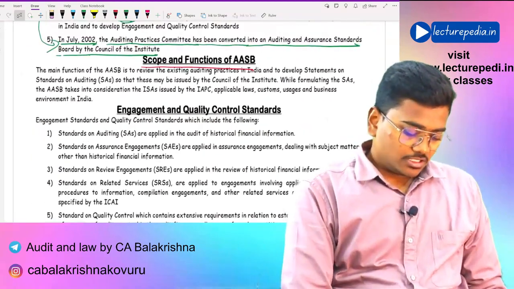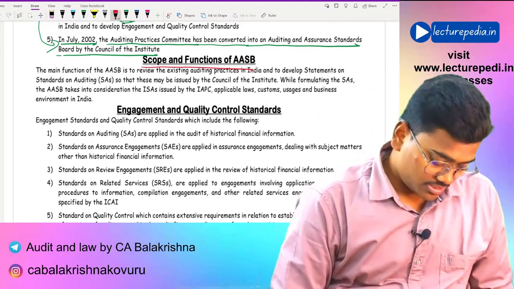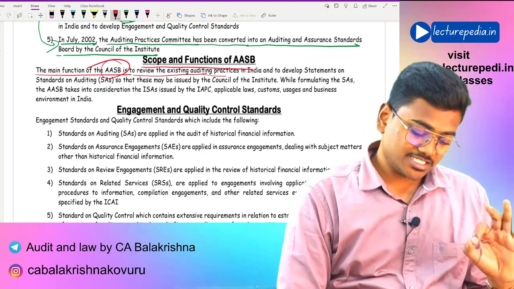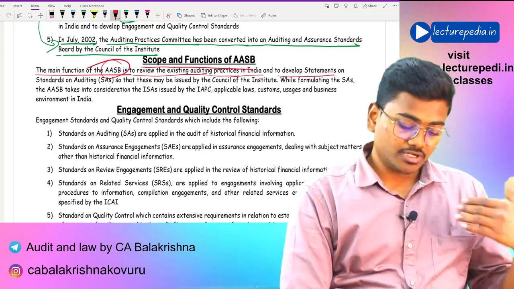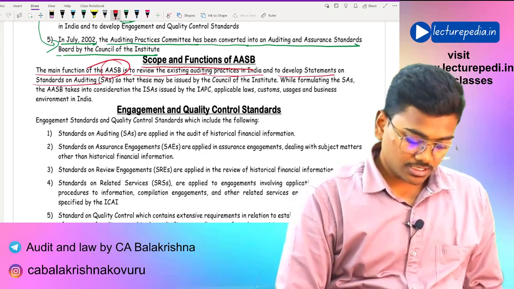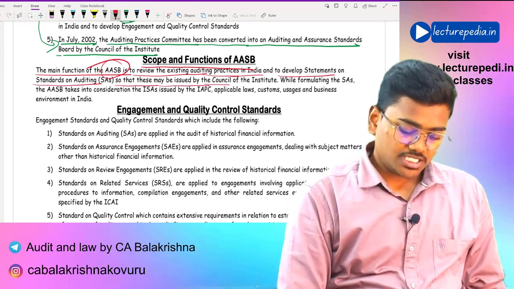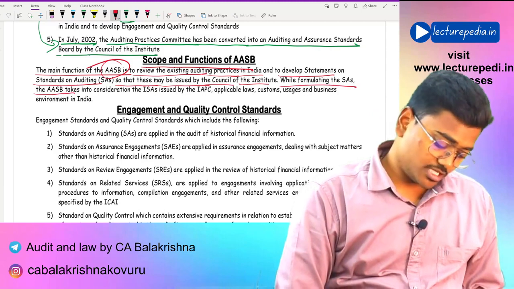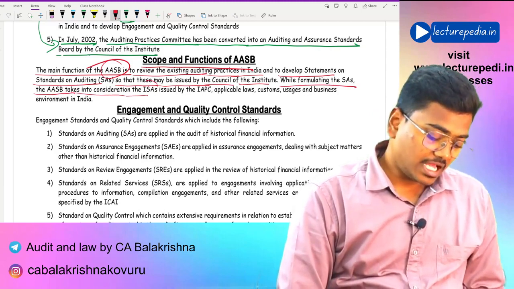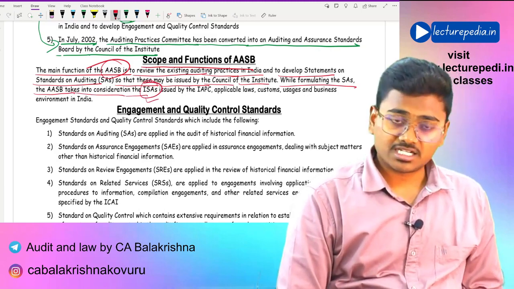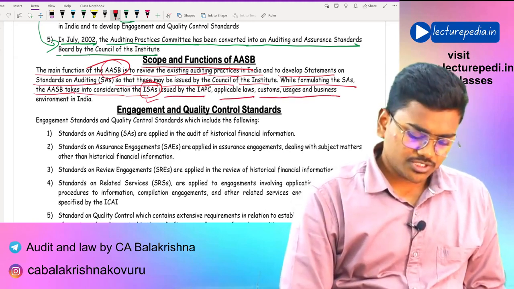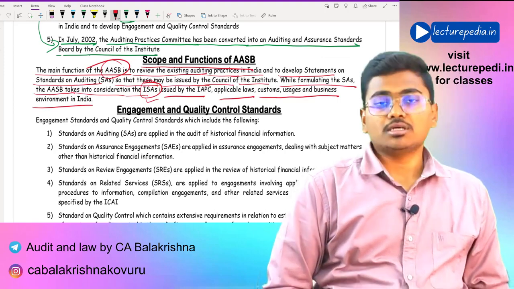Here the main function of the Auditing and Assurance Standards Board is to review the existing auditing practices in India and to develop statements on standards on auditing so that these may be issued by the council of the institute. While formulating SAs, the board shall take into consideration ISAs, that is international standards on auditing, issued by IAPC, applicable laws, customs, usages and business environment in India.